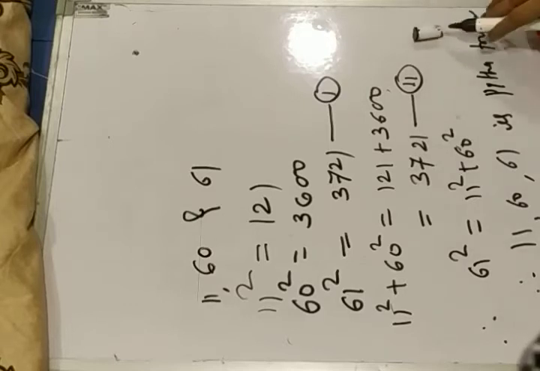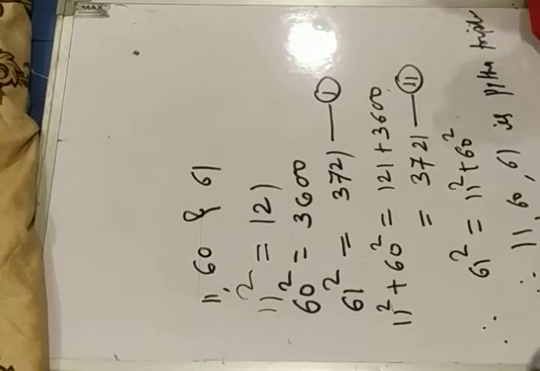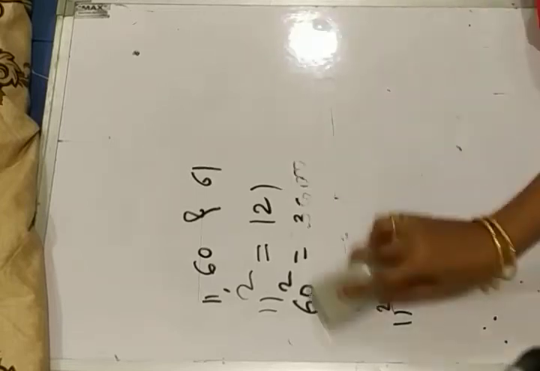Last year you have already studied these two properties. The first one is the 30, 60, 90 degree triangle, and the second one is the 45, 45, 90 degree triangle. So what is the 30, 60, 90 degree triangle theorem? So 30, 60, 90 means a right angle triangle. In this right angle triangle, the acute angles are 30 and 60.